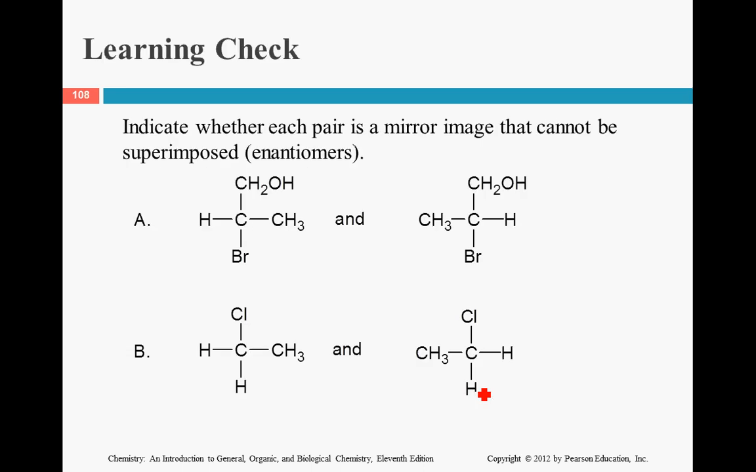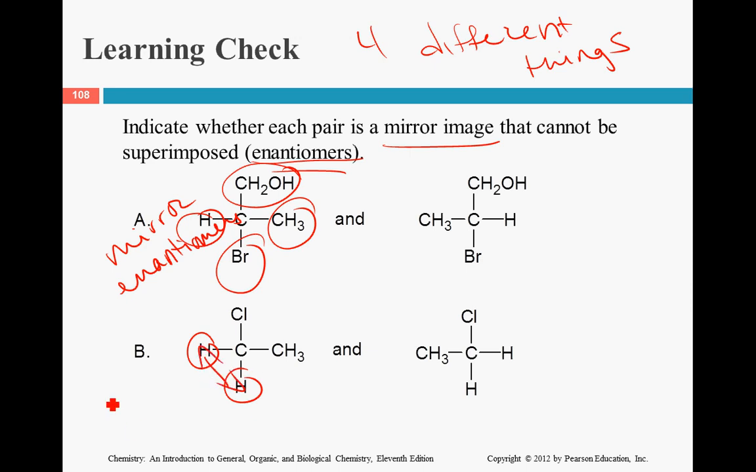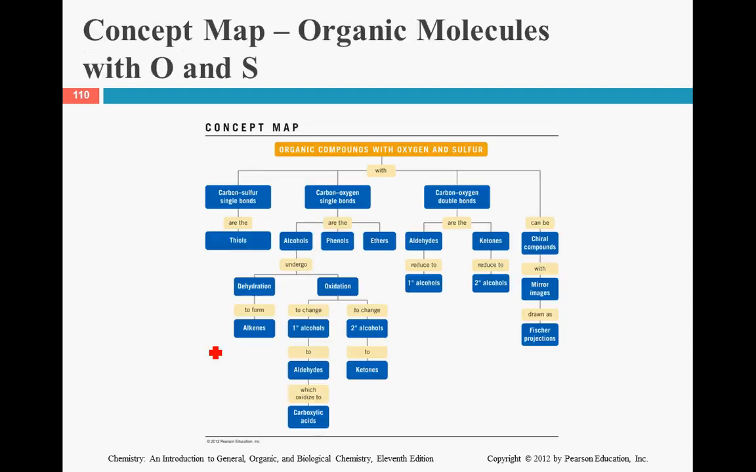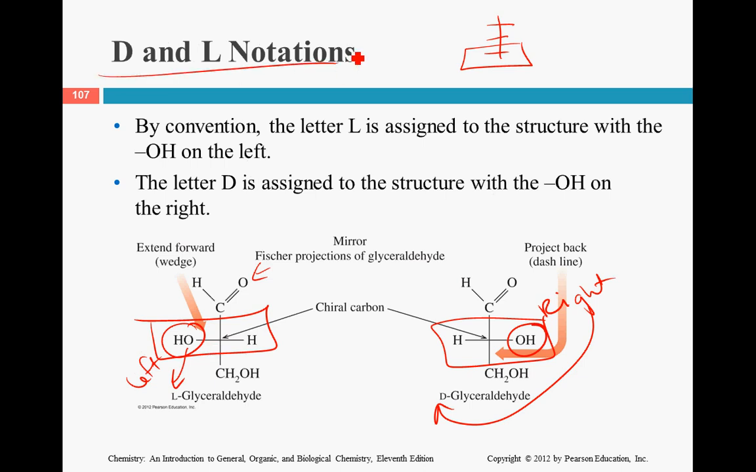So, indicate which pair is a mirror image. You're looking for 4 different things on the same carbon. Those are what's considered enantiomers. So 1, 2, 3, 4. There's 4 different things here, so these are the mirror image, which are also called enantiomers. This has hydrogen as the same, so these are not mirror images. Alright, and we are going to talk more about the D and L in the next chapter.